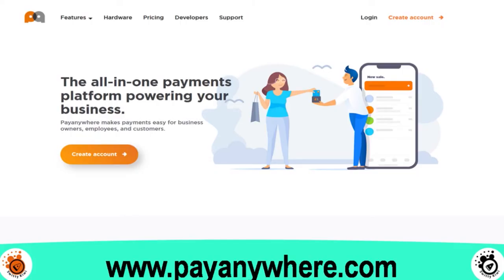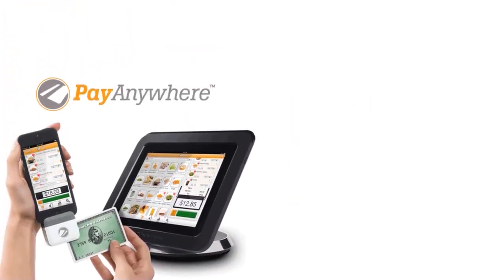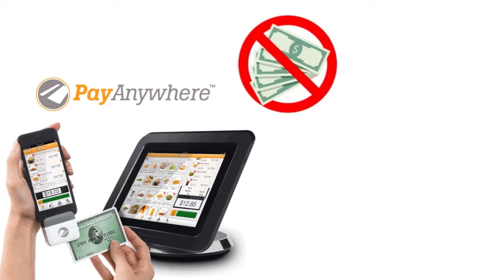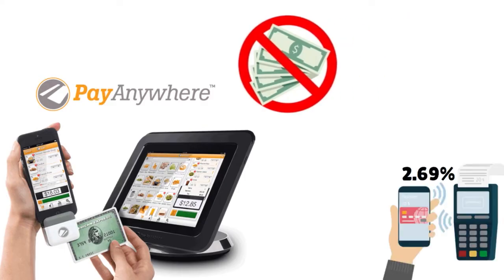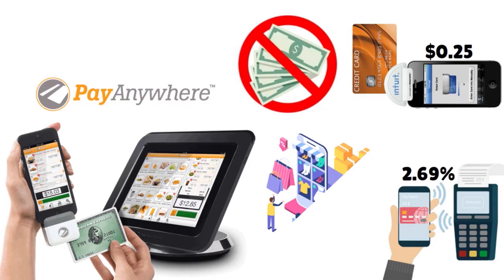With Pay Anywhere, you get a free credit card reader, and you pay no monthly subscription fees, just 2.69% per transaction with the pay as you go package. Now, this is a little higher than the other players out there, but GoPayment also charges an additional 0.25% per transaction. If your business will be taking a large volume of small mobile payments, those per transaction fees could really add up.